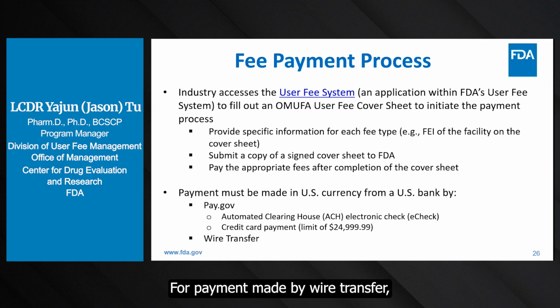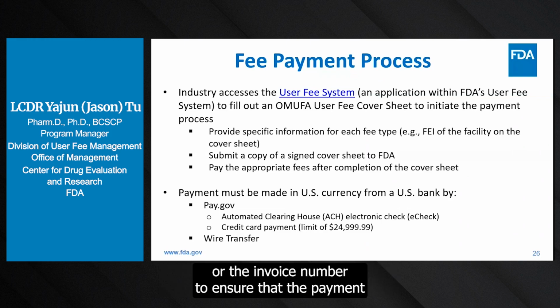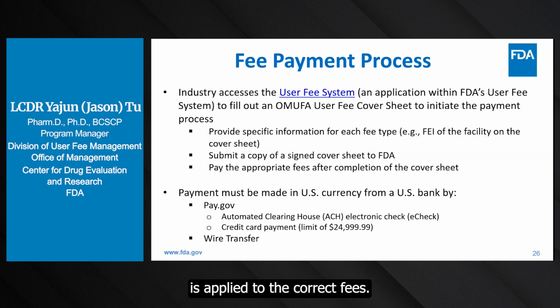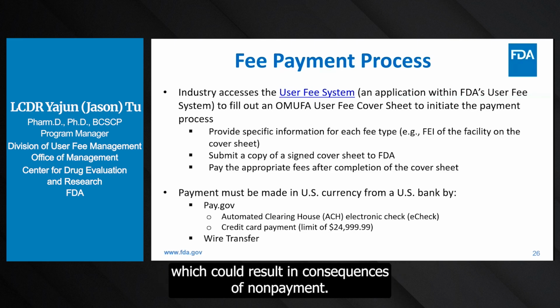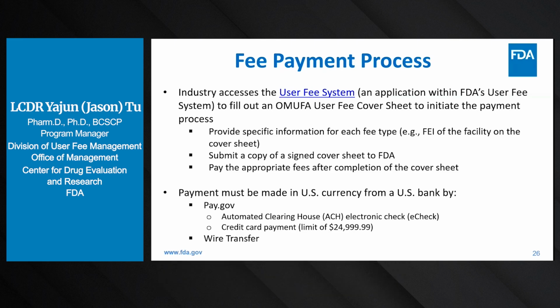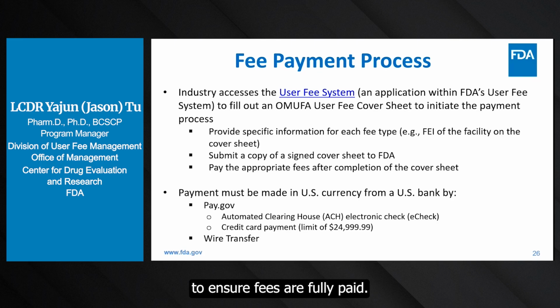For payment made by wire transfer, include the unique user fee ID number that is either the cover sheet number or the invoice number to ensure that the payment is applied to the correct fees. Without the unique user fee ID number, the payment may not be applied, which could result in consequences of non-payment. The originating financial institution may charge a wire transfer fee. Applicable wire transfer fees must be included with payment to ensure fees are fully paid.